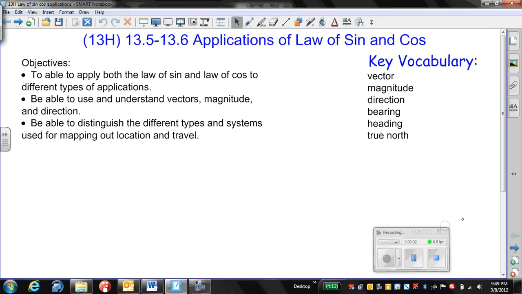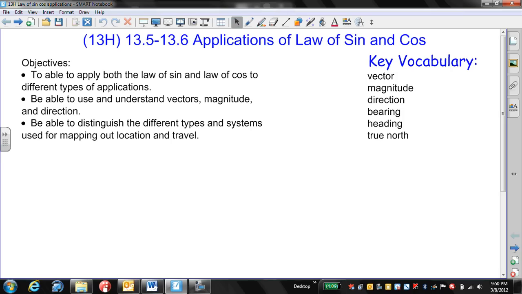Okay, class, this lesson is going to be 13H, and it's basically applications of laws of sines and cosines. We have basically three major objectives here. First one, can we properly apply law of sines and cosines and knowing which one to use when? Number two, understand a little bit of new vocabulary for us, which is vectors, magnitude, direction, different mapping layouts. This is something you're going to cover in further math classes, but we're going to give you a little bit of a taste now and see how well you apply it.